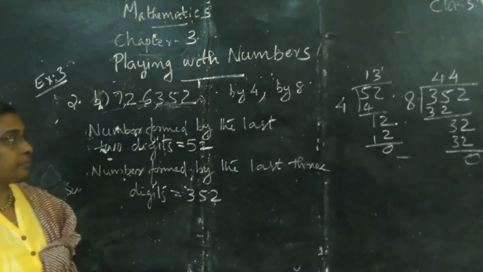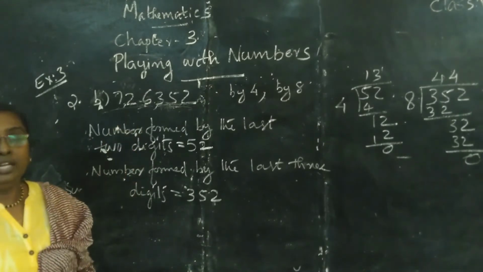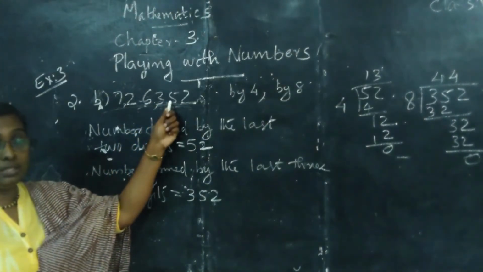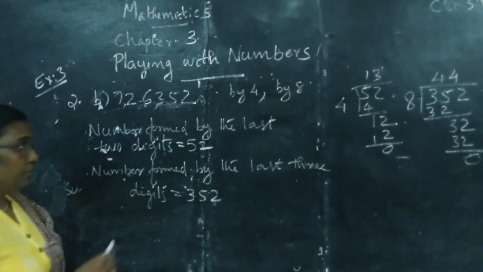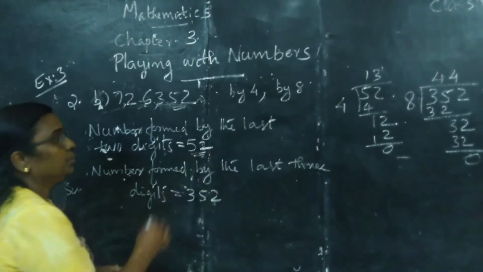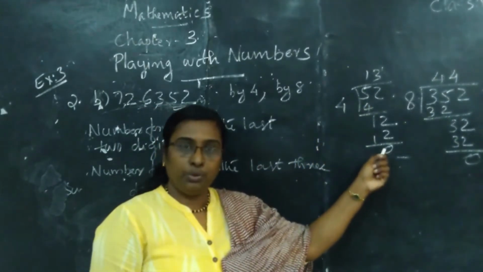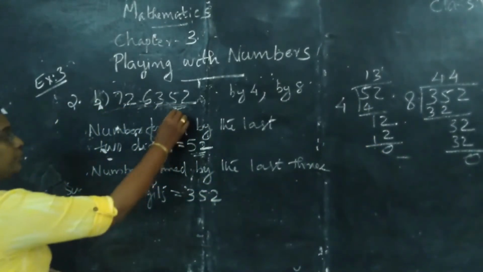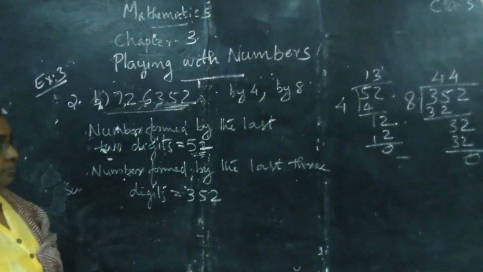Okay, clear? Once again, in order to check whether the given number is divisible by 4, we take the number formed by the last 2 digits, which is 52. While dividing 52 by 4, the remainder is 0. Since the remainder is 0, we can say that this number is divisible by 4. Since 52 is divisible by 4, the whole number is divisible by 4.